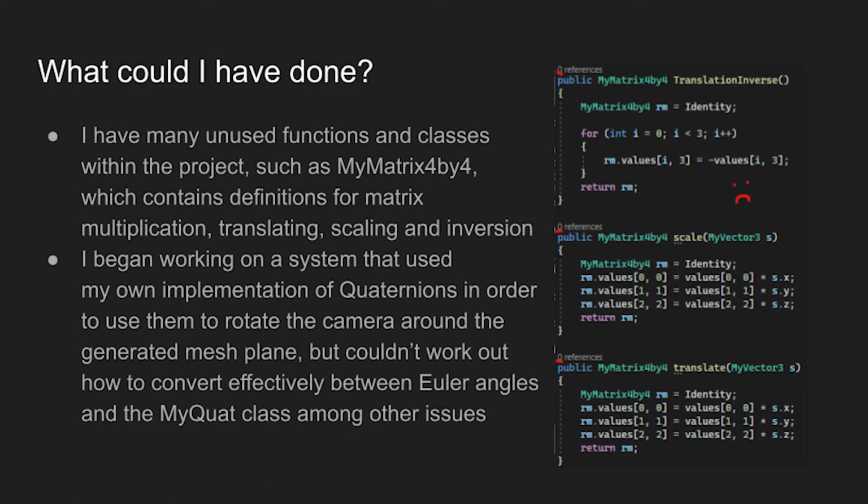So what could I have done differently within the project? I have a lot of unused functions and classes within the project, such as my matrix 4x4, which has a lot of definitions for matrix multiplication, translating, scaling, and inversion. However, I couldn't implement them effectively within a time constraint without extensively rewriting functions.